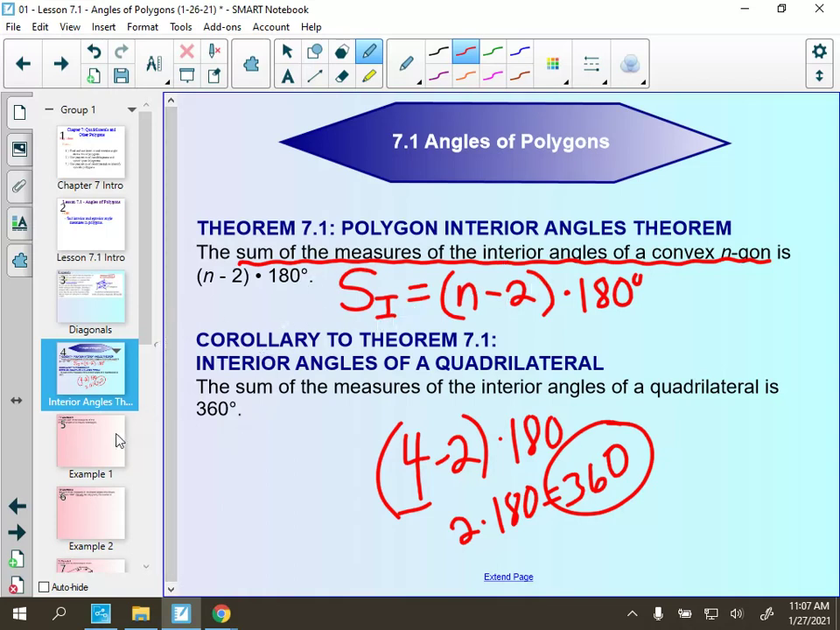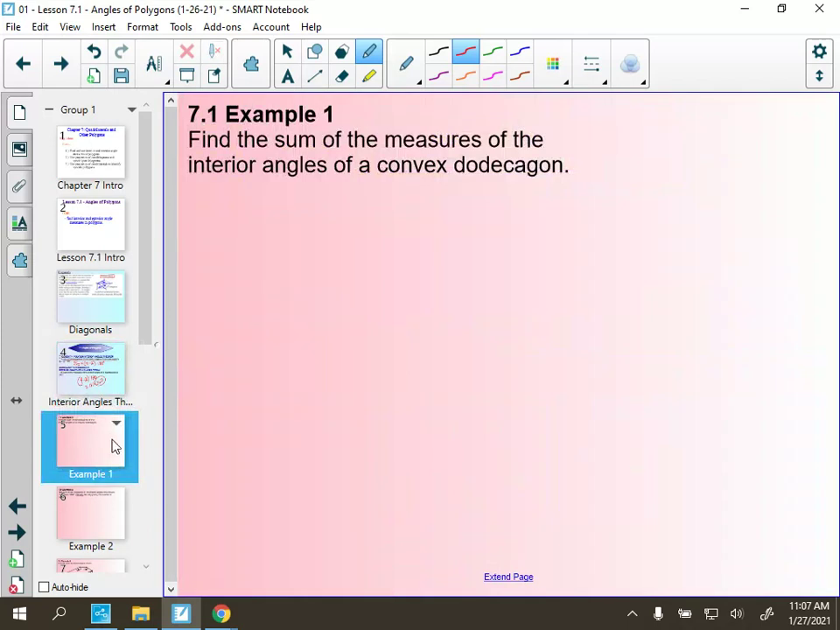What do some of the questions look like? One way that we could potentially use it is, the question is asking us to find the sum of the measures of the interior angles of a convex dodecagon. So, picking the problem apart here, pause, try it, write it down, give it a shot, and then here's the solution.